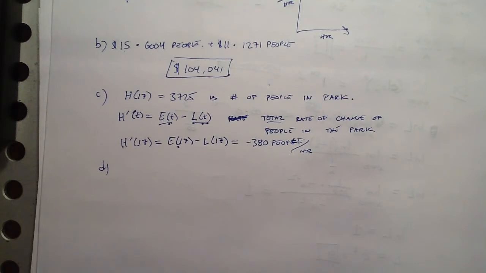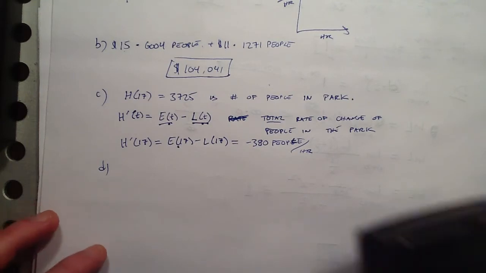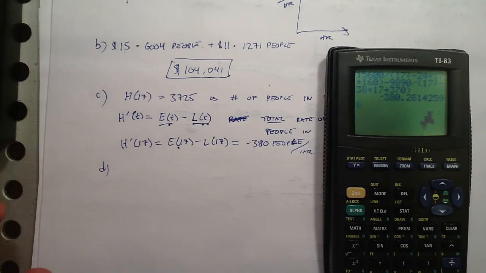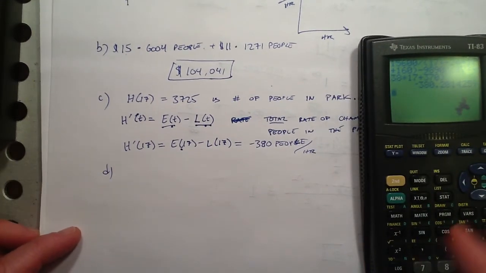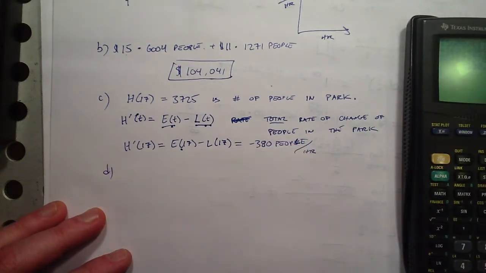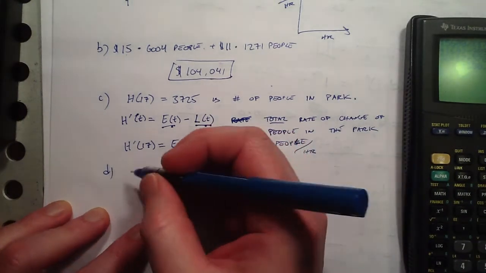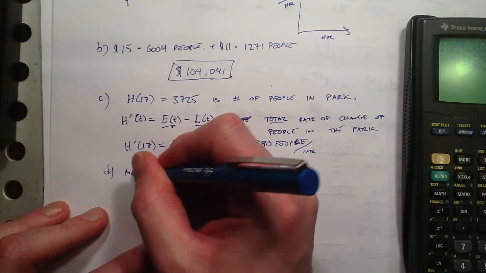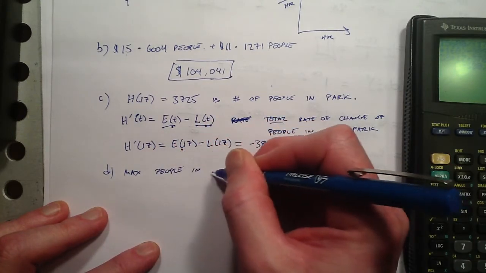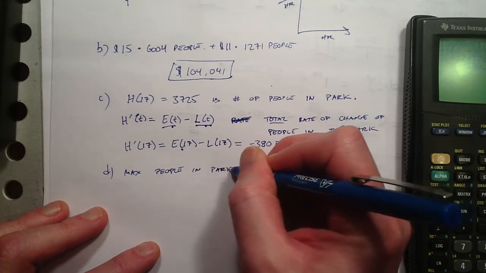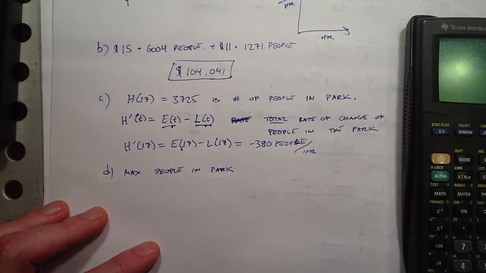At what time t between 9 and 23 does the model predict that the number of people in the park is at a maximum? Let's see, a couple different ways you could do that. But here's the easiest, I think. Max people in the park. When do we have a maximum? When the derivative is 0.